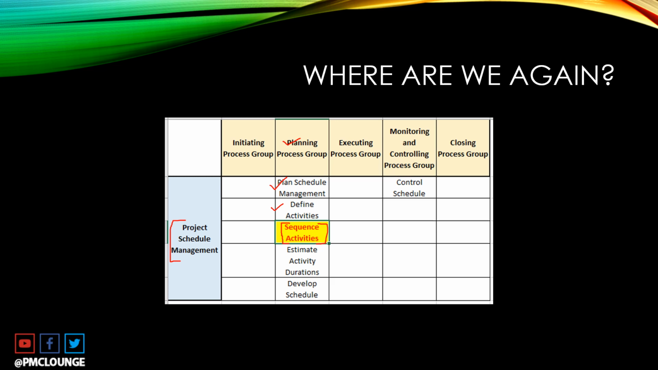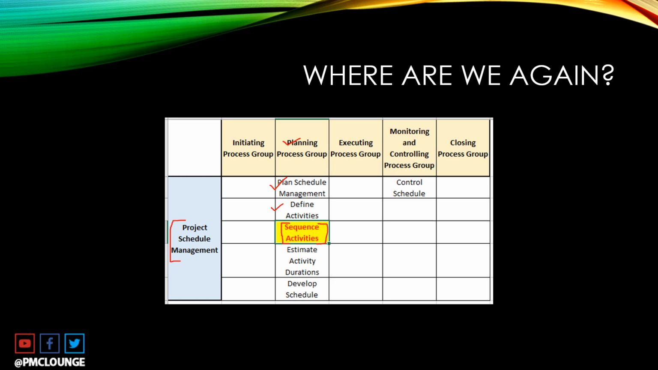So sequence activities, as you can see, is part of the planning process group in the project schedule management knowledge area. There used to be other processes here, estimate activity durations and estimate activity resources, which have now moved to the resource management knowledge area as part of PMBOK edition 6. So we will cover those processes in the resource management knowledge area when we reach there. All right, let's move on.